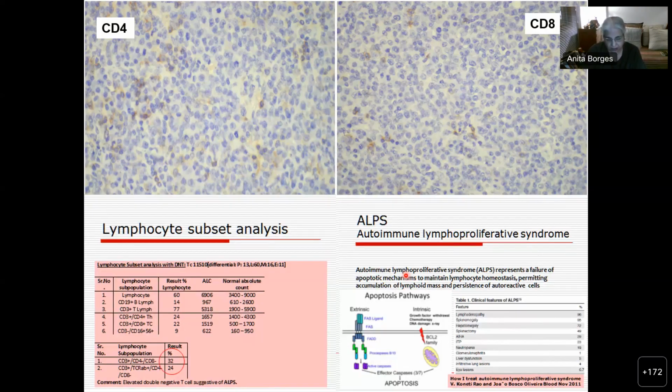And you can then do a lymphocyte subset analysis on the blood, and this patient had double negative T cells in the blood, you can see that there, to a very large number, and this patient has what is called autoimmune lymphoproliferative syndrome.